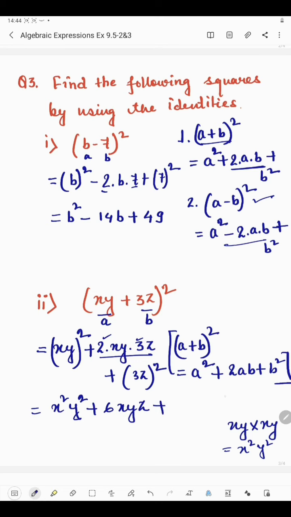Plus (3z) whole square. Now (3z) whole square means 3z into 3z. So 3 3s are 9 and z into z, z square. So it's 9z square. So answer of the second part will be x square y square plus 6xyz plus 9z square. Now coming to third part.